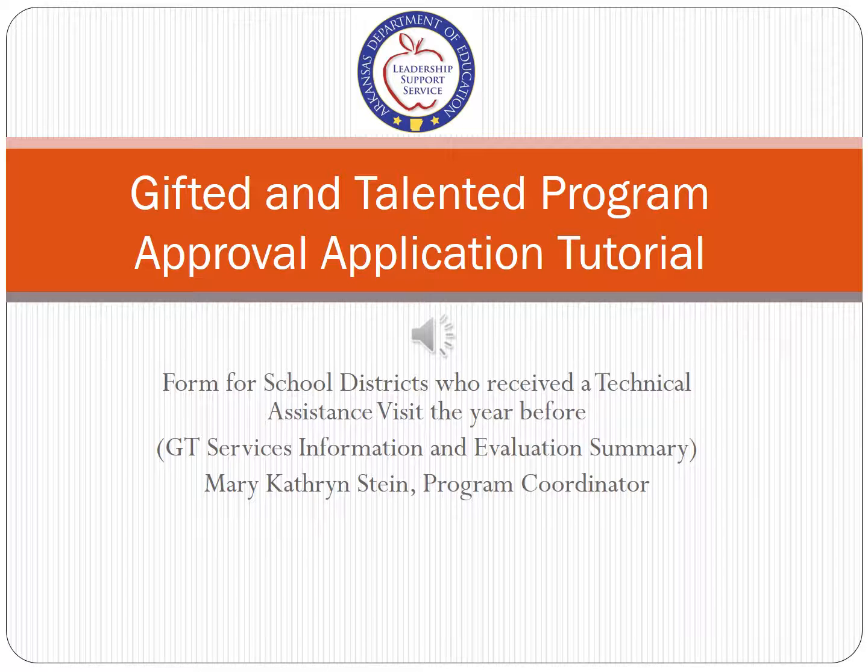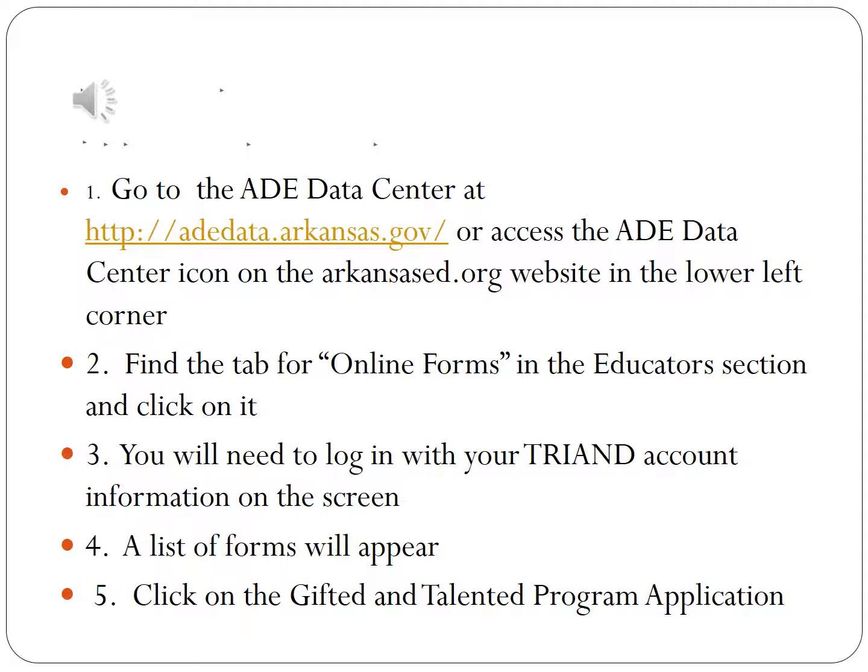The first step in completing your annual GT program application is to access the application online. Here are the steps involved in finding your district's online application form. First, go to the ADE Data Center at the address listed or access the ADE Data Center icon on the arkansased.org website in the lower left corner. Find the icon for Online Forms and click on it.